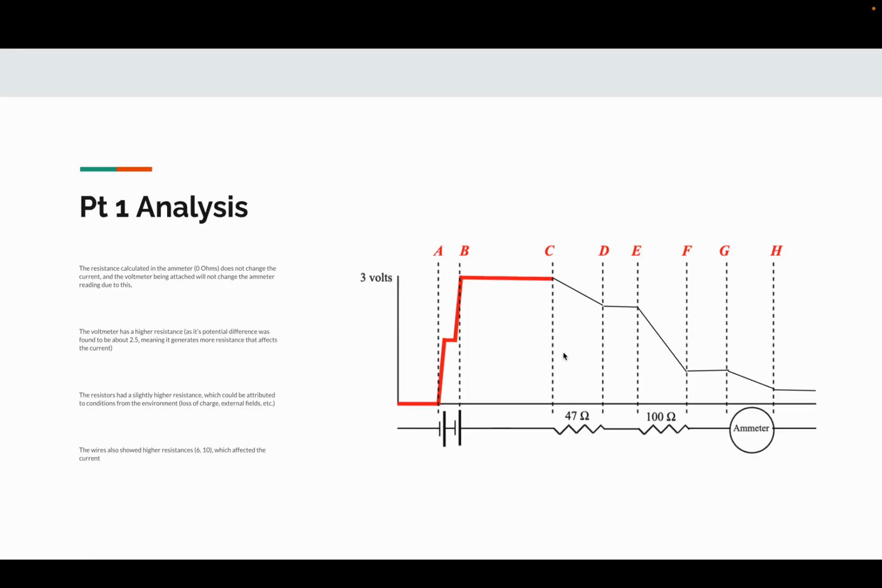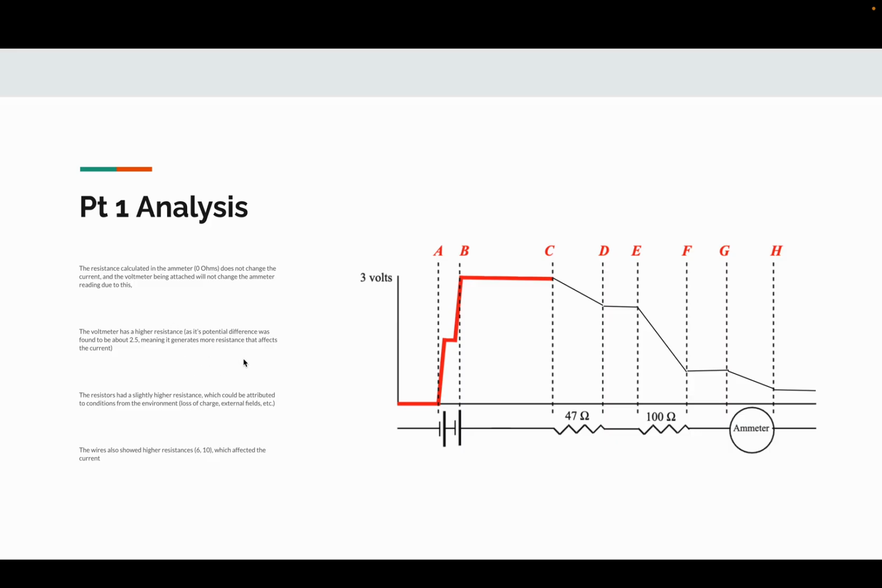So here's the analysis. You can see that on the 47 ohm, the potential drops, and then it drops even more across the 100 ohm resistor, and it barely drops across the ammeter. And so the calculated resistance shows the ammeter does not change the current. And the voltmeter has high resistance, as we said before, which means it generates more resistance.